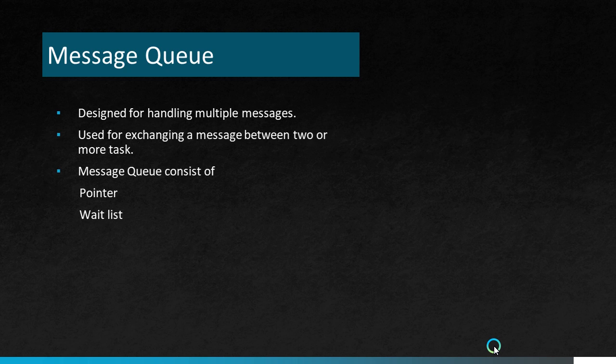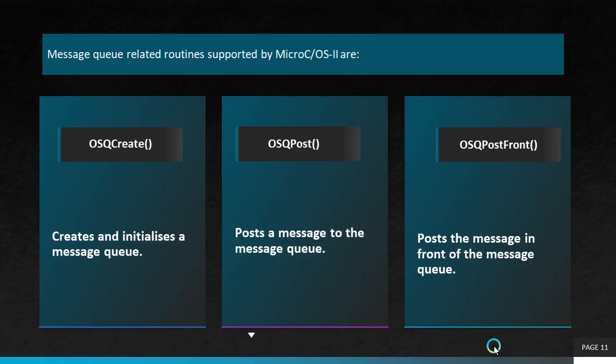The message queue also consists of a pointer and a wait list. The pointer points to the message queue, and the wait list holds the tasks which are waiting for the message. Now, as we discussed in the mailbox, here also there are some related routines supported by Micro C OS for the message queue.